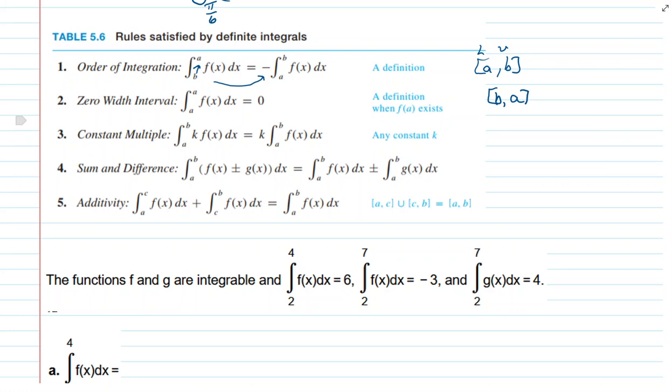Zero width interval is when we have the same value. We have a to a. So it is a vertical line. So there's no area to be measured. The constant, we always move the constant outside of the integral to make the work easier. And the constant is just a multiple. Sum and difference is to separate the terms for ease.